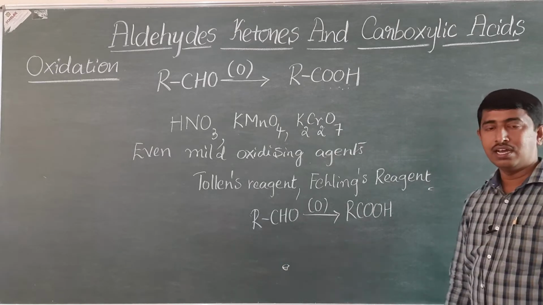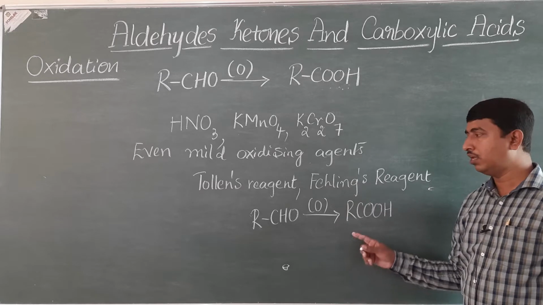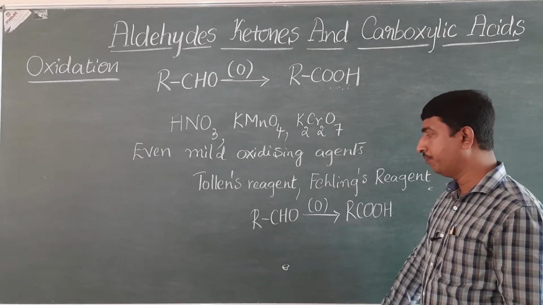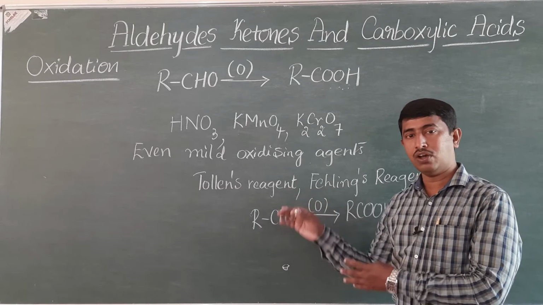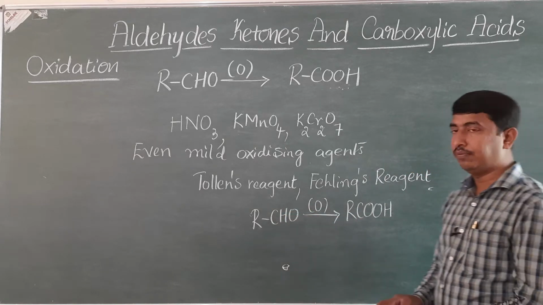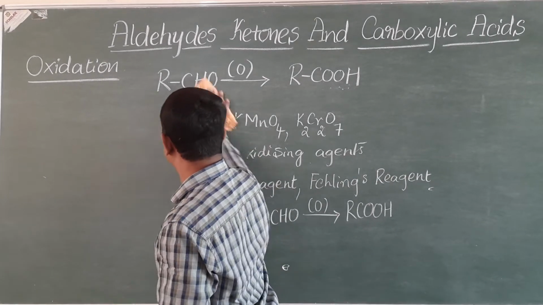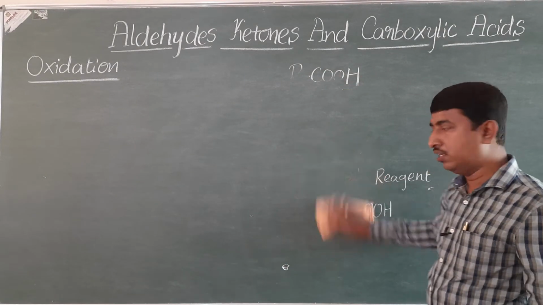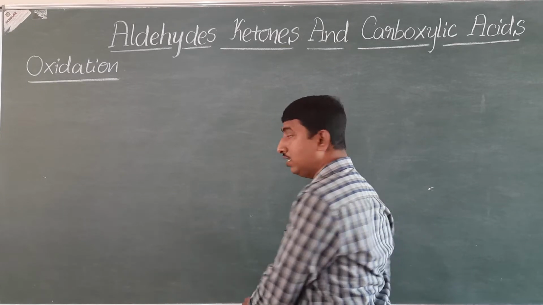So aldehydes undergo oxidation in the presence of stronger oxidizing agents as well as milder oxidizing agents. This is because oxidation of aldehyde just involves addition of one extra oxygen forming carboxylic acid. But what about ketones? Ketones cannot undergo oxidation reaction readily or easily. So oxidation of ketones is difficult.